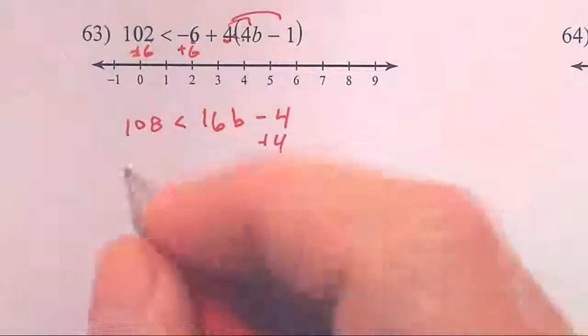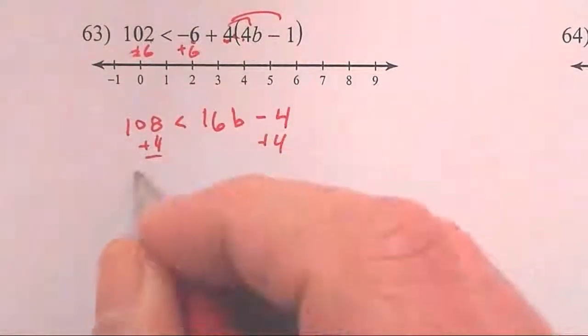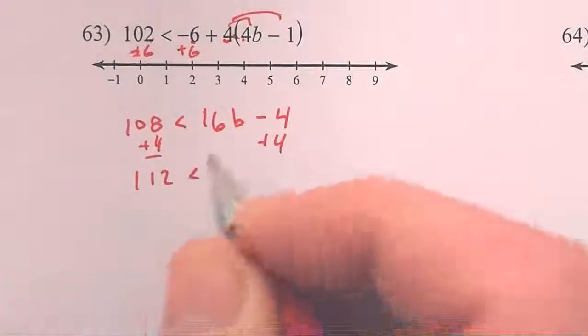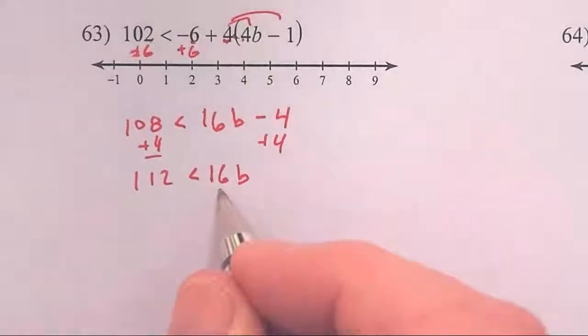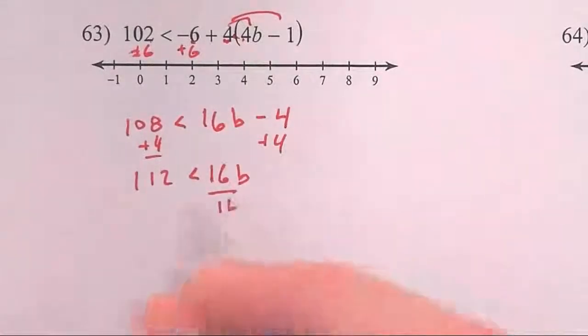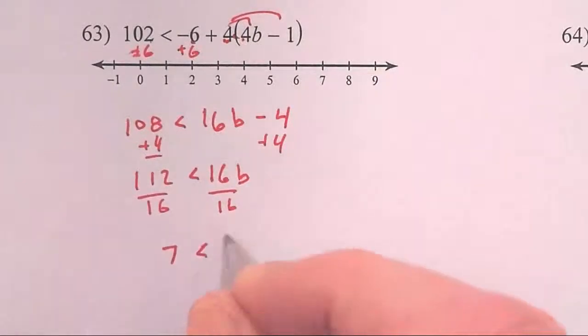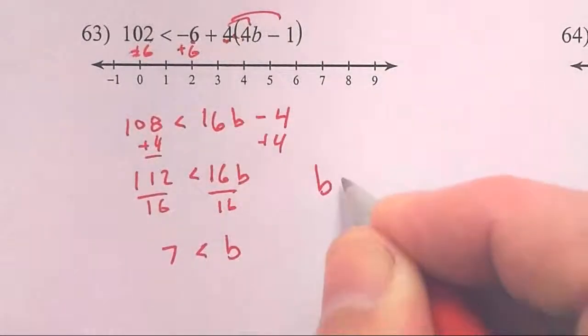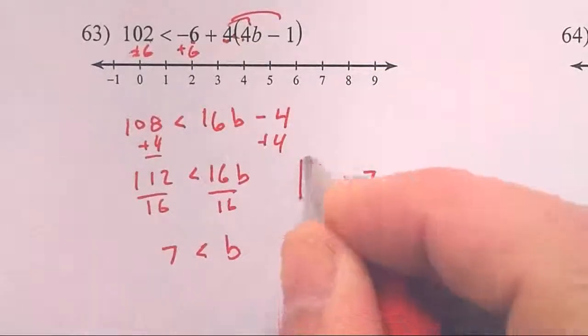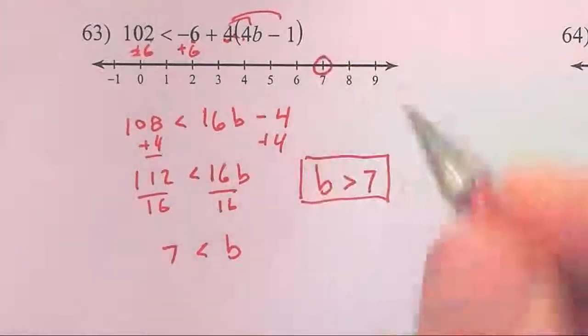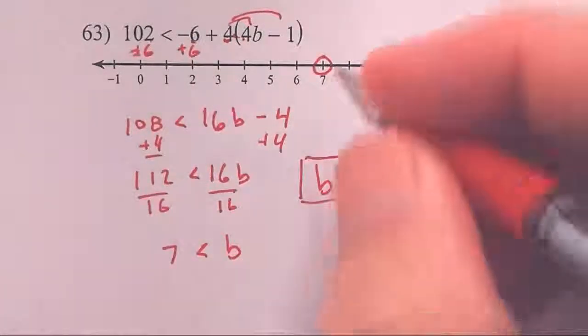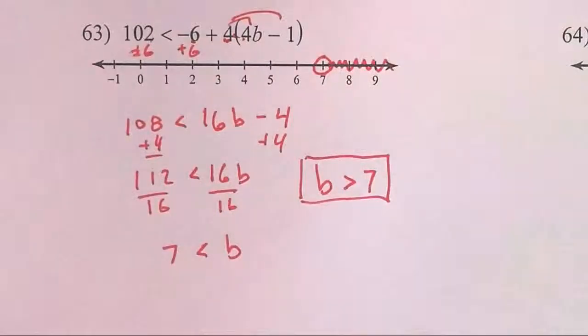Okay, add 4. Add 4. I get 112 is less than 16b. Divide by 16, and I get 7 is less than b, but I would rather see b is greater than 7. Therefore, 7 cannot be touched, but we're okay if we are bigger than 7. B is greater than 7.